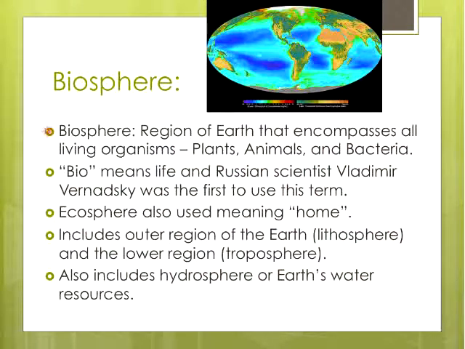So first it talks about the biosphere. The biosphere is a region of Earth that encompasses all living organisms. This includes plants, animals, and bacteria. This right here is an image of the biosphere. Bio, if you didn't already know, means life, and Russian scientist Vladimir Vernadsky was the first to use this term. Ecosphere is also used, and it means home. This includes the outer region of the Earth, which includes the lithosphere, and the lower region, which is known as the troposphere.